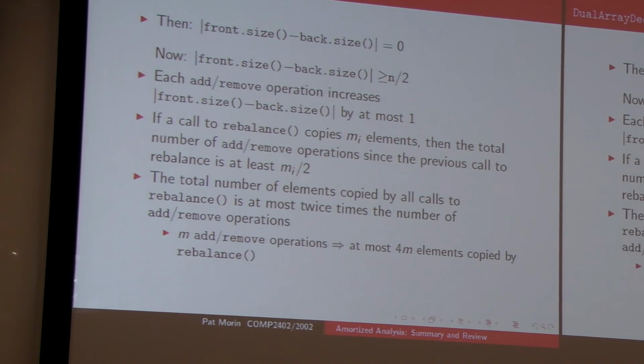I'm not sure why there's a 4 in this last sentence, but m add or remove operations should result in at most 2m elements copied by rebalance. That's the typo. But the important thing is that the total work done by these things is proportional to m.